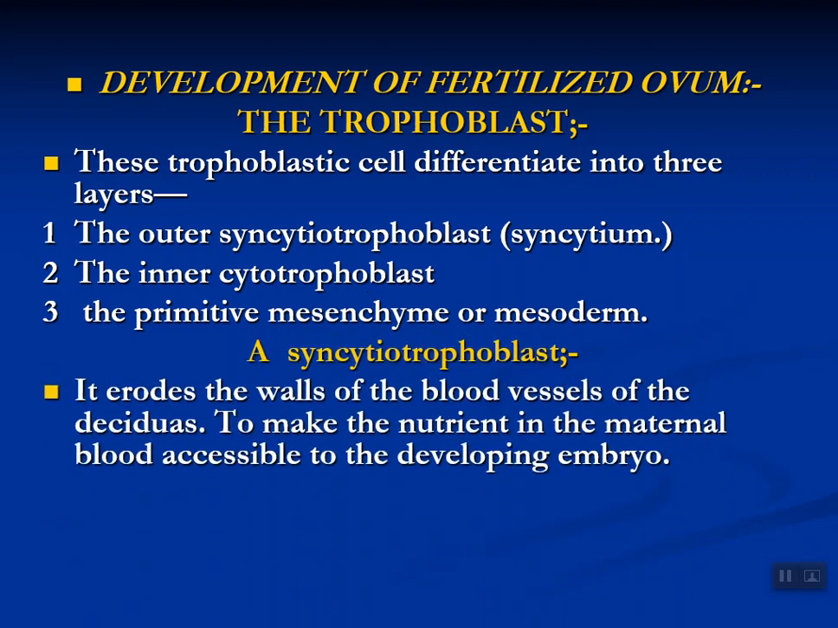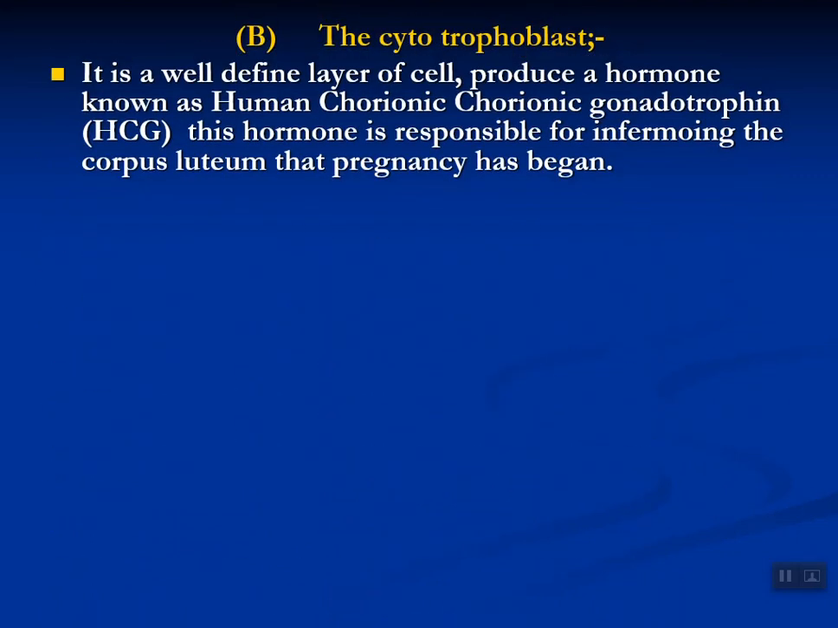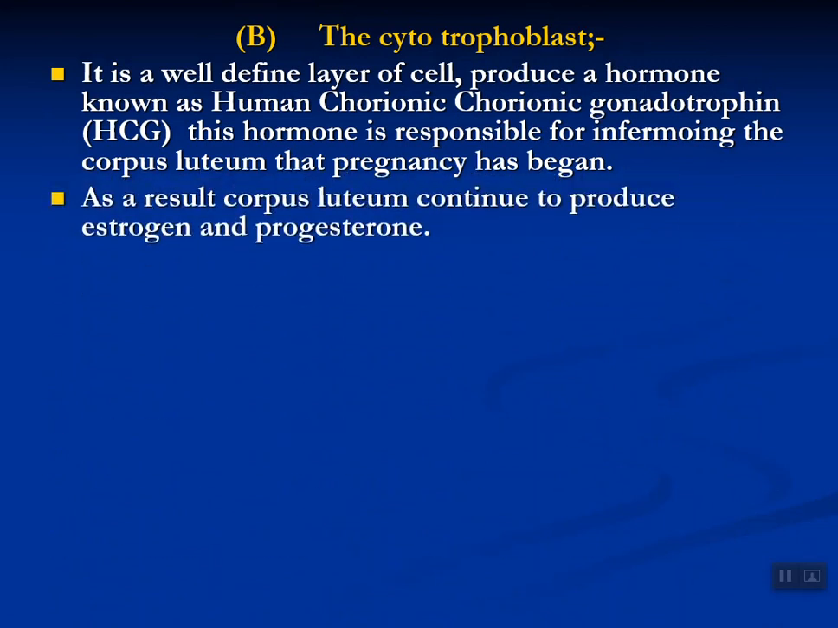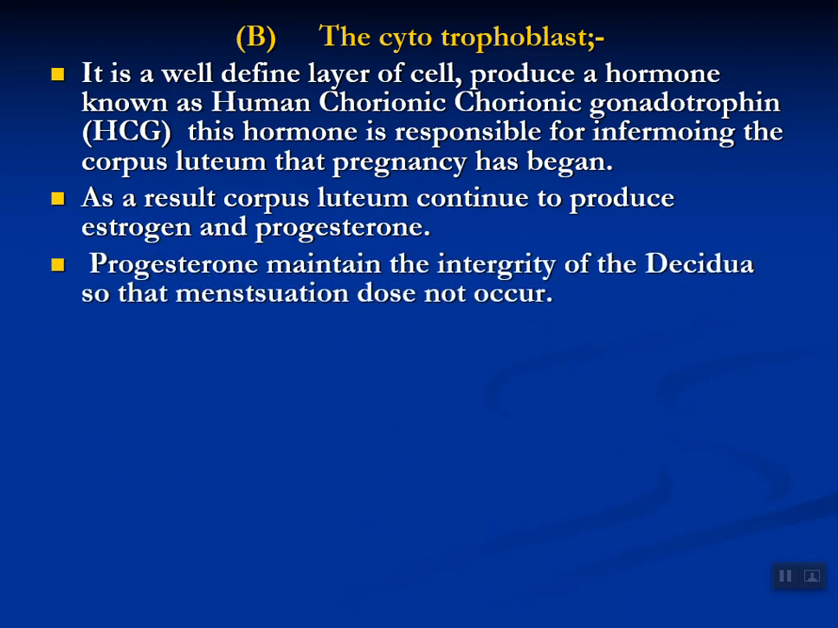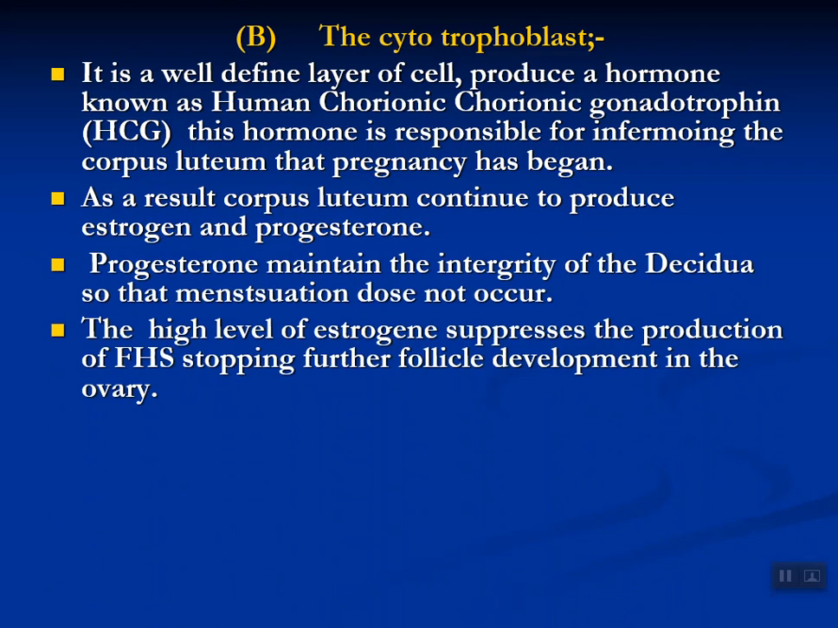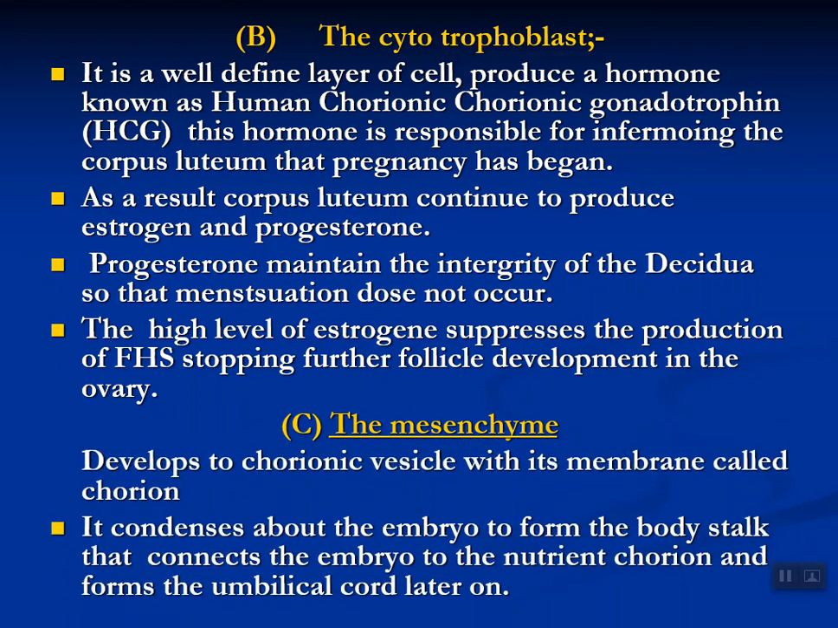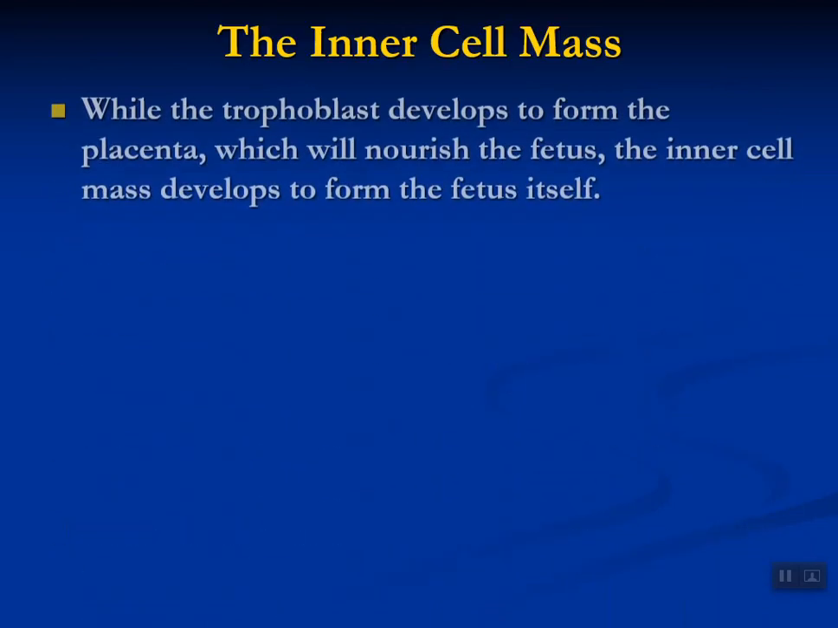Okay, it erodes the blood vessels of the decidua. Second, inner cytotrophoblastic cells produce HCG. They inform about the pregnancy. As a result, the corpus luteum continually produces estrogen and progesterone. Progesterone maintains the integrity of the decidua, so menstruation does not occur. And due to the high level of estrogen, the production of FSH is suppressed, which stops further follicle development. And lastly, mesenchymal, that is called the chorion, will help to form the umbilical cord.